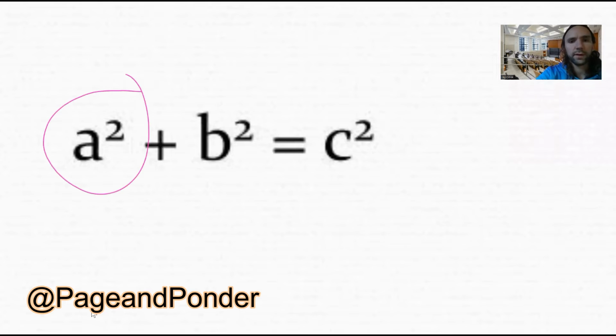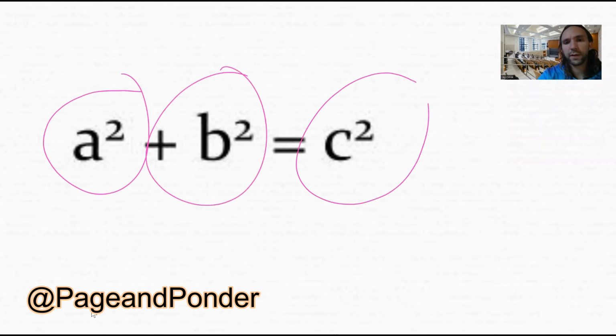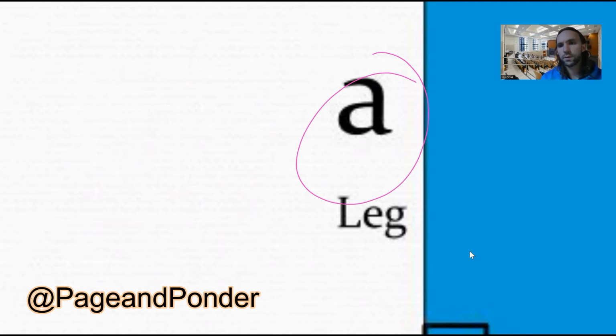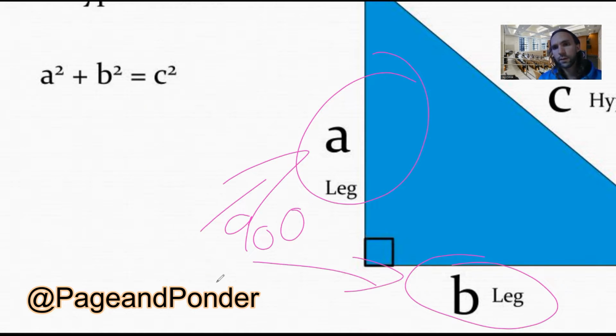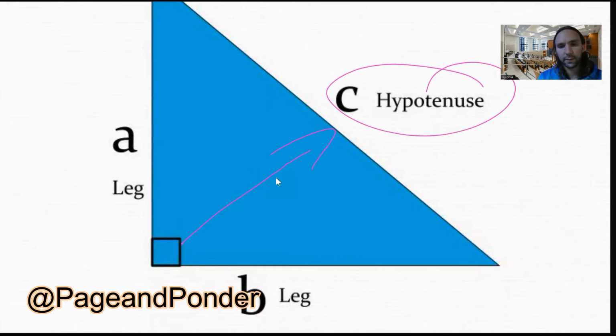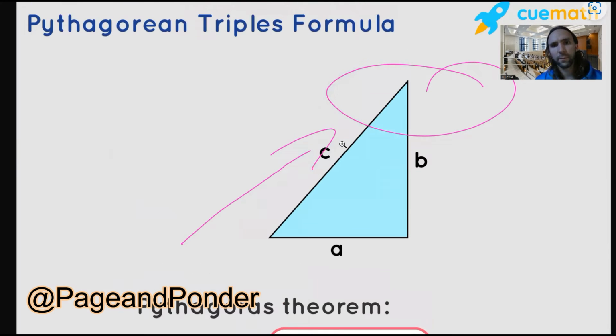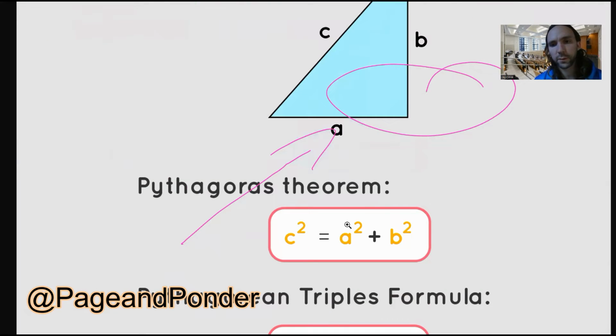So we have a squared plus b squared equals c squared, where a is a leg and b is a leg. So you have the leg of a and the leg of b, and then these create the 90-degree angle. Then across from that is the hypotenuse. So here you have the Pythagorean formula, c squared equals a squared plus b squared.